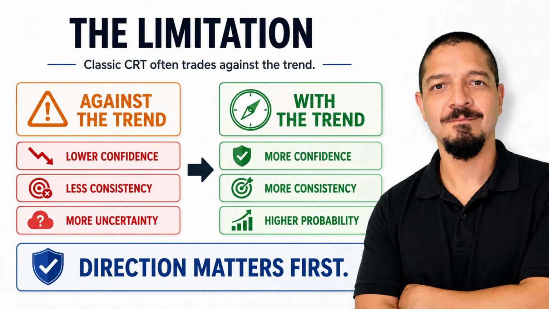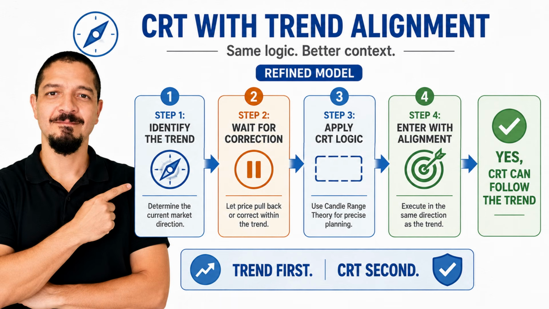However, there's one limitation to this approach. It usually means trading against the prevailing trend. Trading in the direction of the trend gives more confidence and consistency in high probability setups. So, is it possible to use CRT while staying aligned with the trend? The answer is yes. There's a refined version of this model that applies CRT logic within trending conditions.